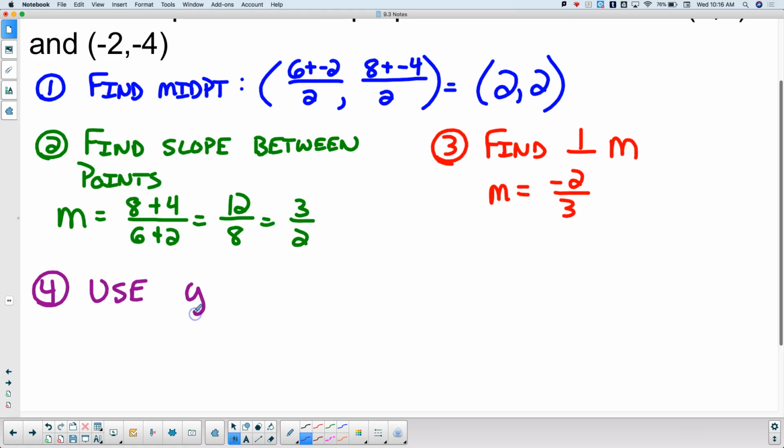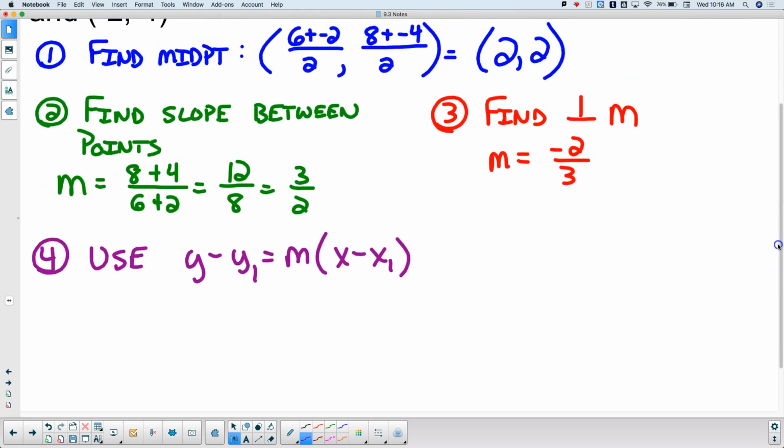y minus y sub 1 equals m times the quantity, because that opens the parentheses, x minus x sub 1. Yep. Okay? All right? Like it? What do I know? Oops, I shouldn't see up there. No y sub 1, x sub 1 with m.